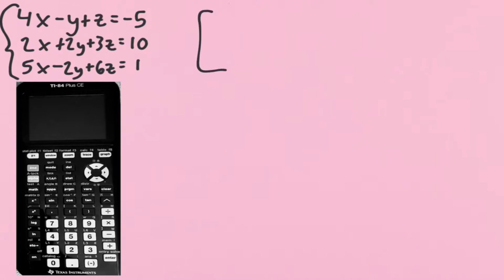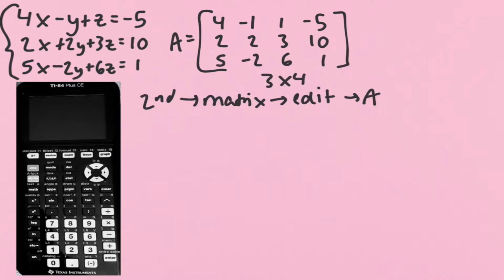When you plug in your matrix, instead of doing matrix A as the coefficients, you're going to do all of the numbers. So 4, -1, 1, and then you're even going to go across to -5. And then 2, 2, 3, 10. So that's what you're going to type in for the dimensions, and then type in all those numbers. Now matrix A is stored in the calculator.